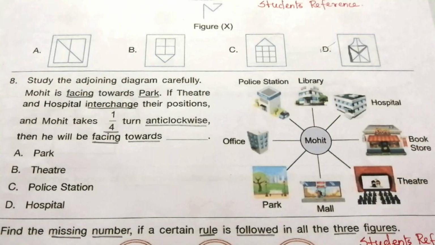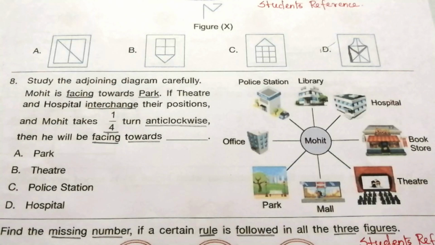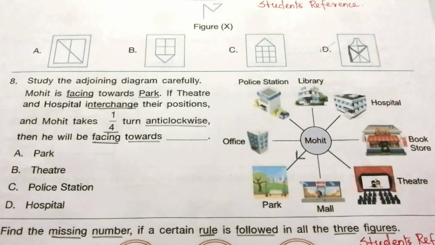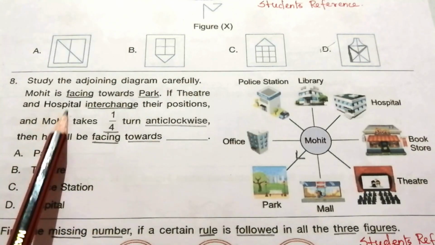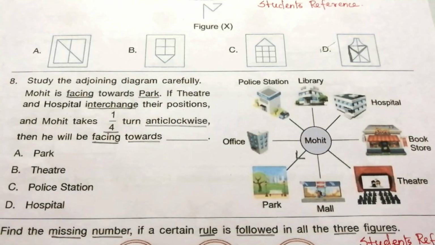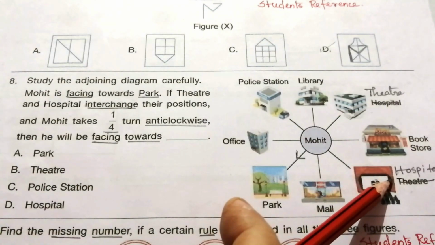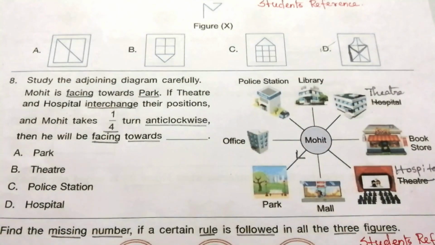How to find the answer? First I'm going to mark the position of Mohit. Mohit is facing towards the park. So here I put the arrow. Mohit is facing towards the park. Second is if theatre and hospital interchange their positions. Now we have to interchange the positions of hospital and theatre. Theatre is here and hospital is here. I interchanged the positions of hospital and theatre. So now this is hospital and this is theatre.